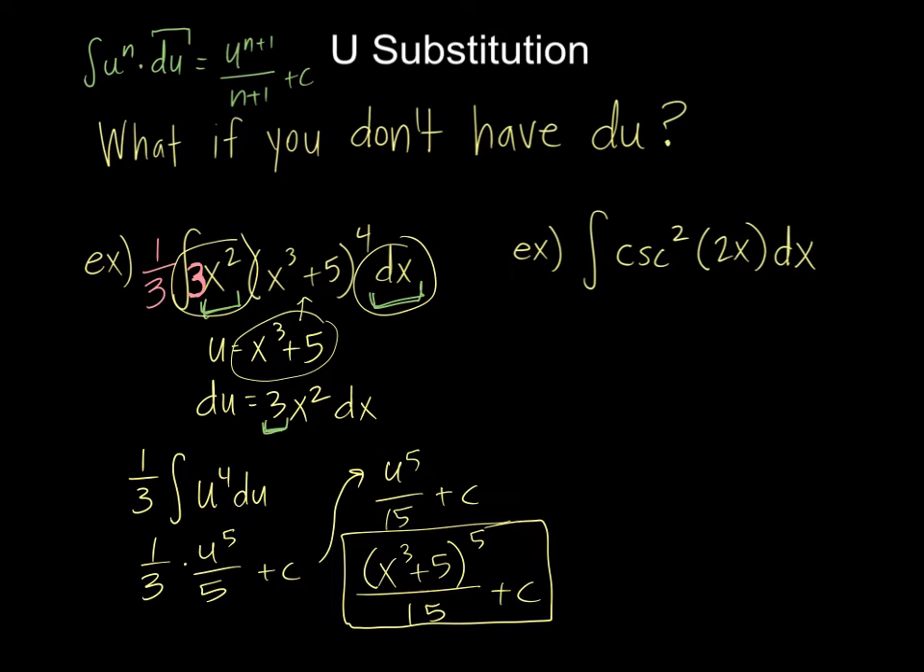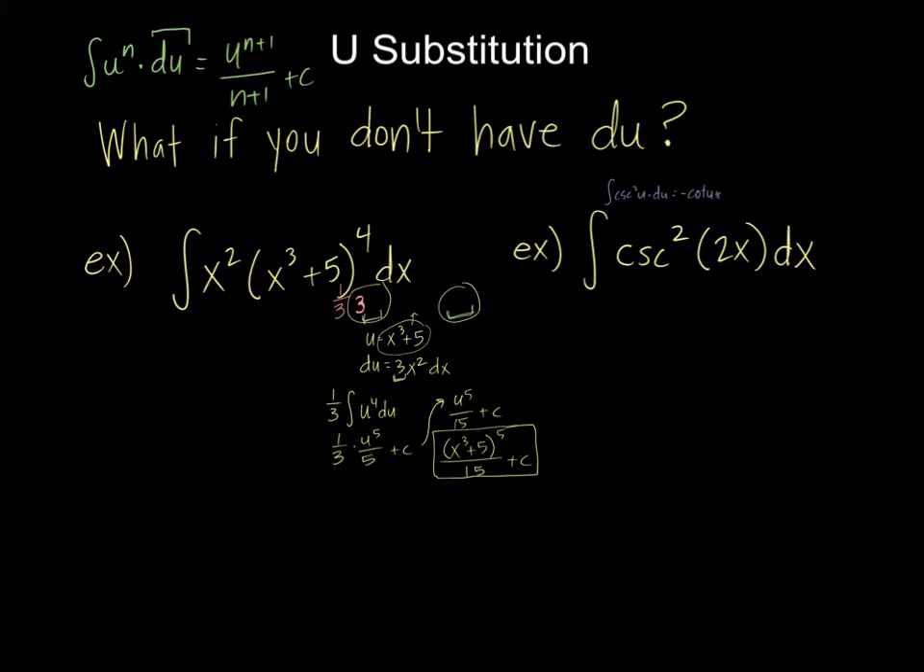If you either remember or look up your formula, the integral of cosecant squared u du, remember that, it's the opposite of our derivatives. It's negative cotangent of u plus c. So I can apply this rule to this particular integral as long as I have du present. So u is going to be 2x, du is going to be 2 dx. The derivative of 2x is 2.